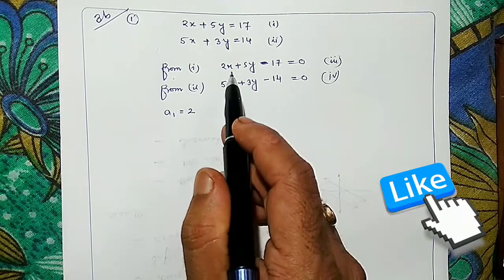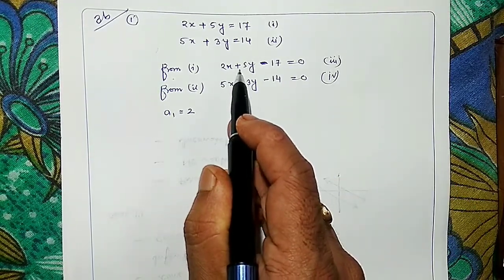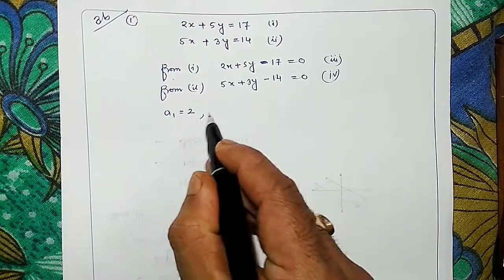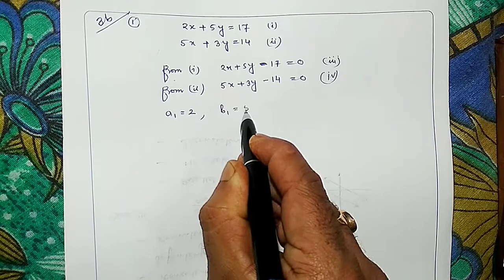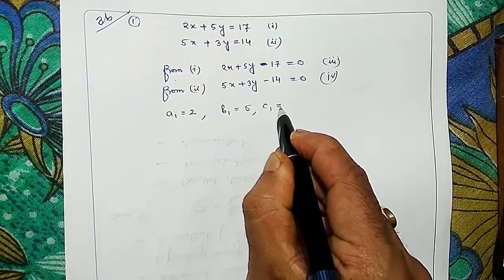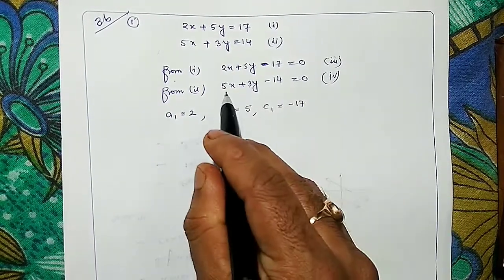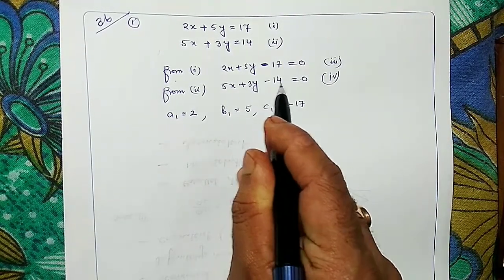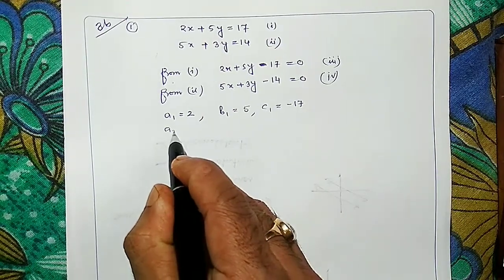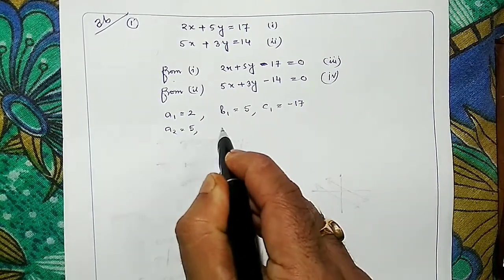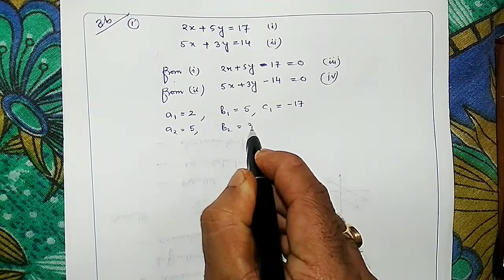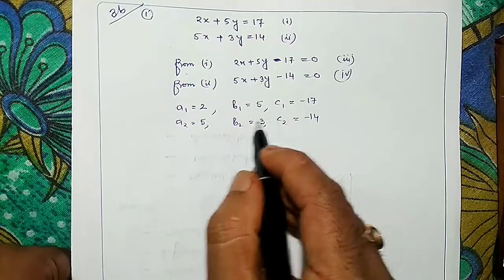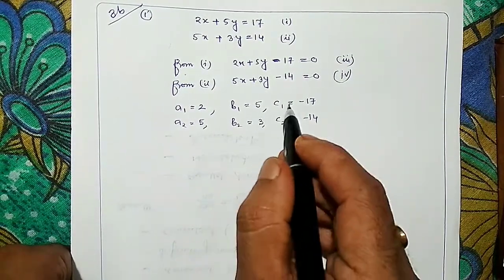Here we are comparing the first equation with a1x plus b1y plus c1 equals 0. So a1 will be 2, b1 will be 5, and c1 will be minus 17. And if I compare this equation with a2x plus b2y plus c2 equals 0, then I am going to get a2 equals 5, b2 equals 3, and c2 equals minus 14. So in this way we got a1, a2, b1, b2, c1, c2.